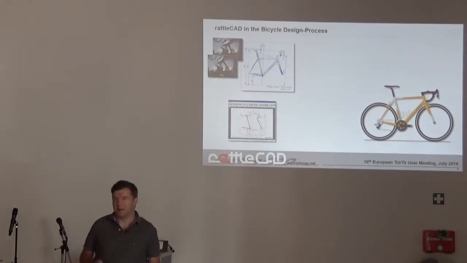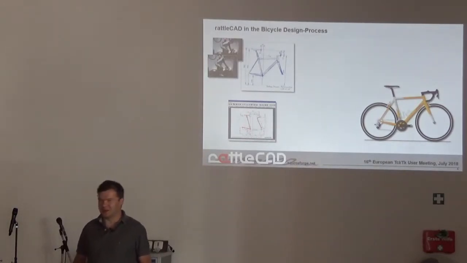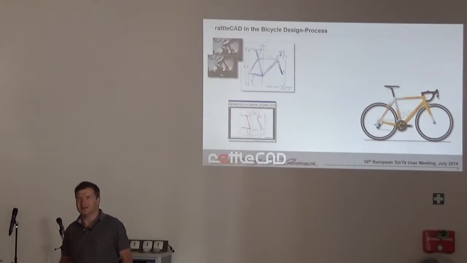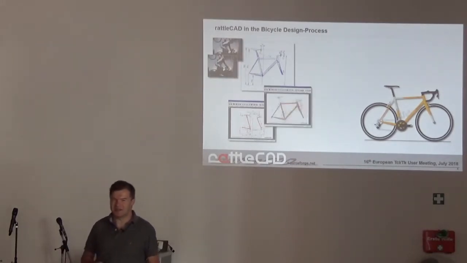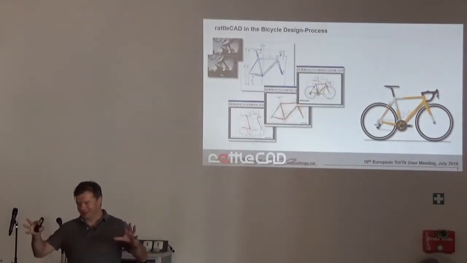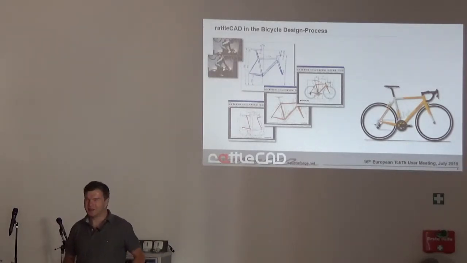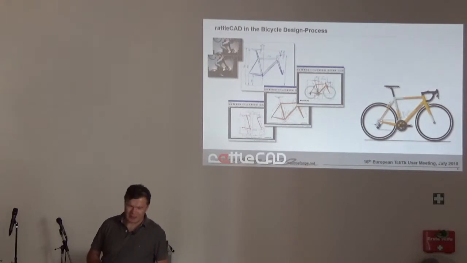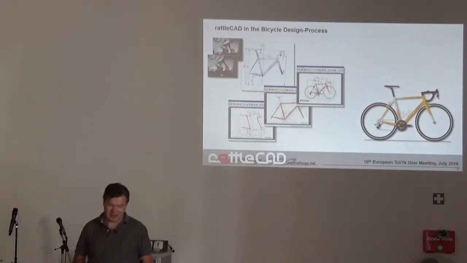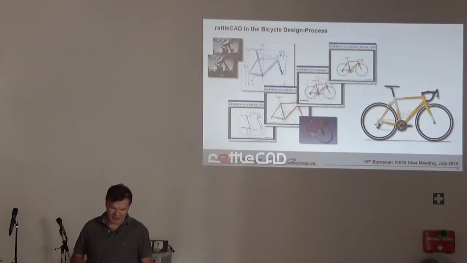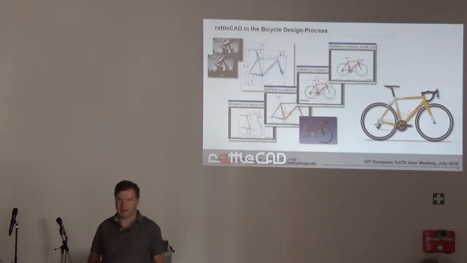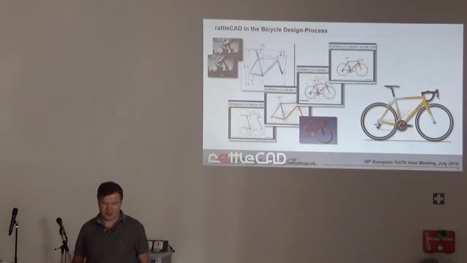rattleCAD is a parameterized CAD system. You can add and edit different dimensions, and at the end you get a definition of a bicycle frame, or of a bicycle, that fits your needs. When I go through this design step, as a result I also do some 3D checks. There's an interface to FreeCAD where I can build up a 3D model out of this 2D rattleCAD.